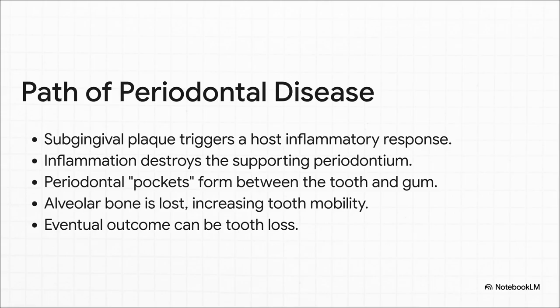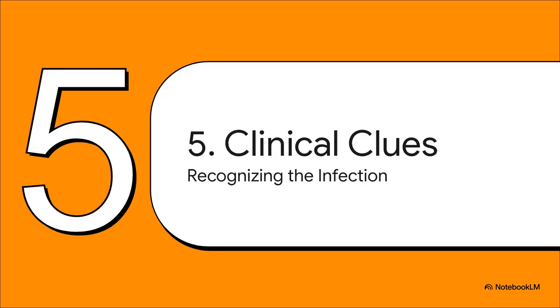Now, periodontal disease, that follows a different, and you could say a more insidious path. Here, it's the plaque below the gum line that kicks off a really powerful inflammatory response from our own bodies. And get this, here's the twist. It's actually our own inflammation that causes most of the damage. It destroys the tissues that support the tooth, it creates deep pockets, it dissolves the bone, until eventually the tooth itself just becomes loose.